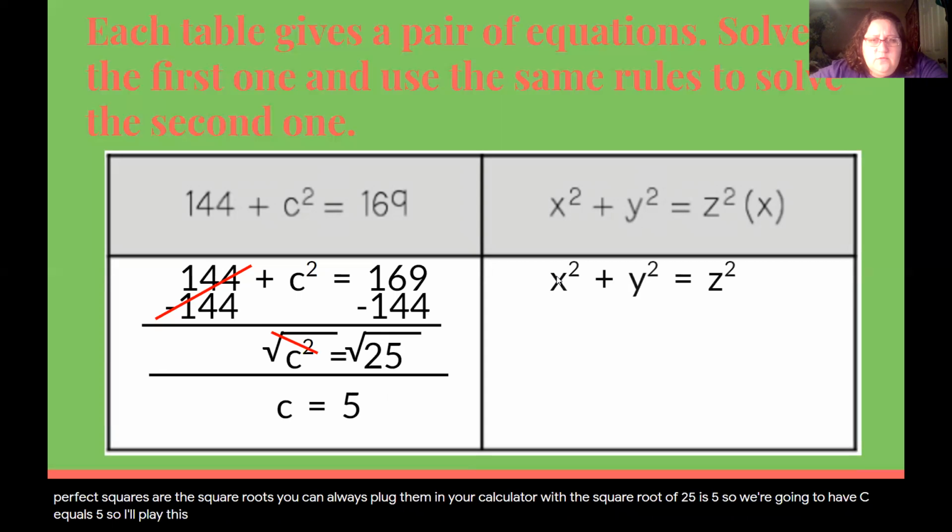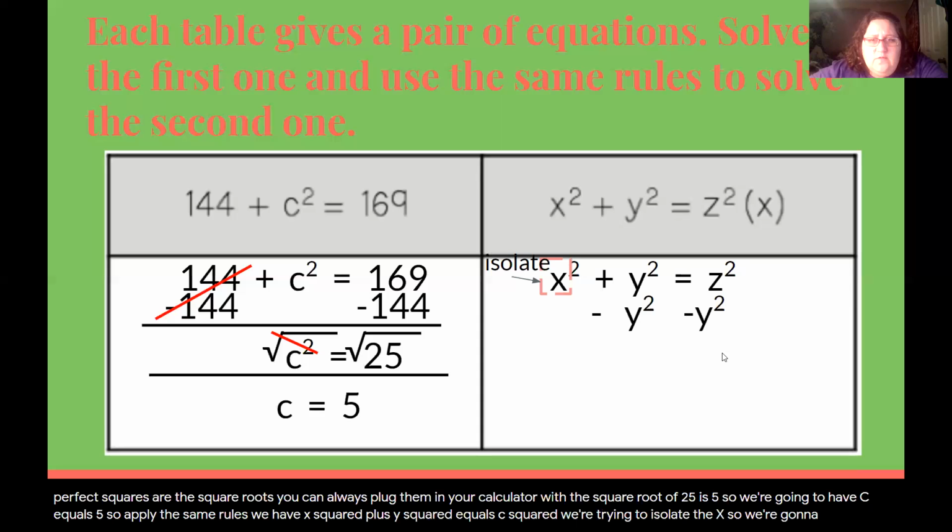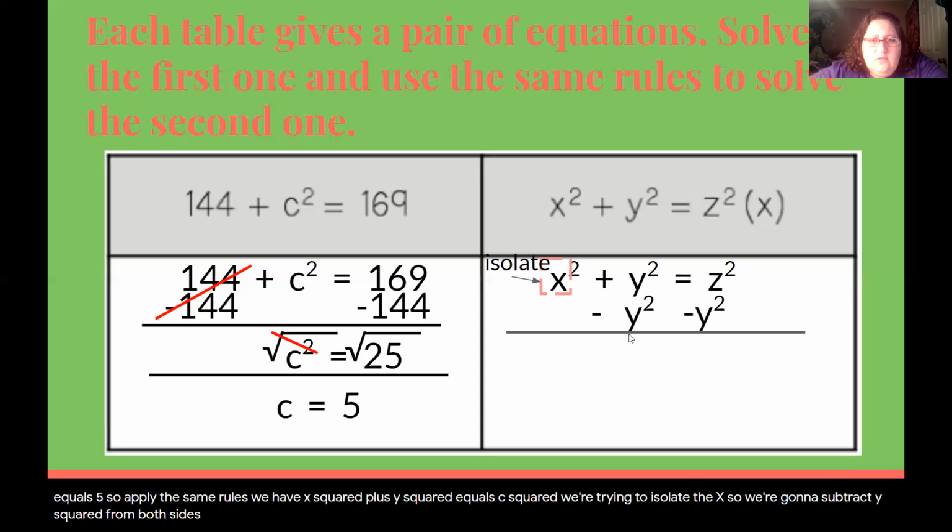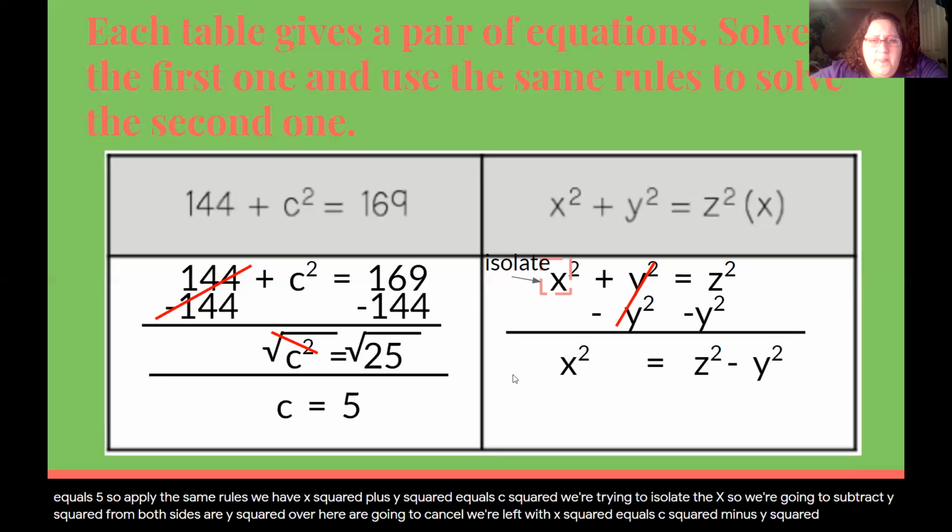So we'll apply the same rules. We have x squared plus y squared equals z squared. We're trying to isolate the x. So we're going to subtract y squared from both sides. Our y squareds over here are going to cancel. We're left with x squared equals z squared minus y squared.